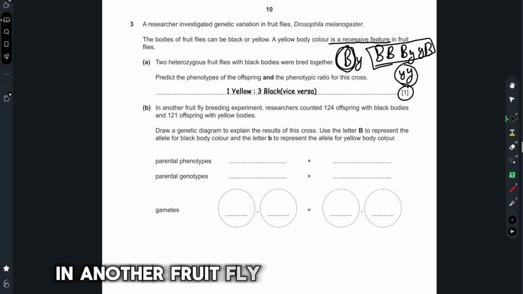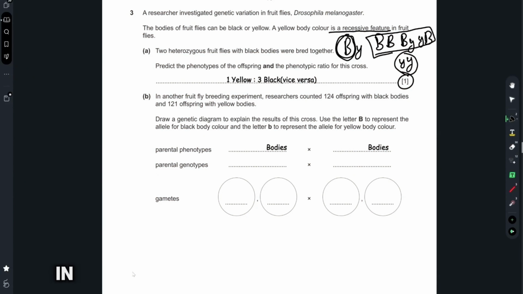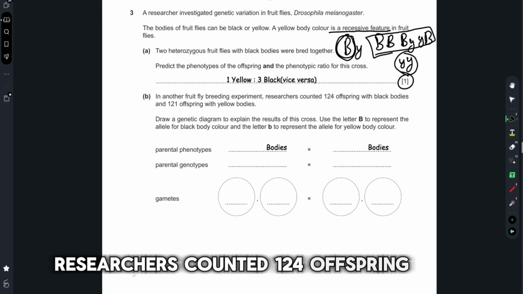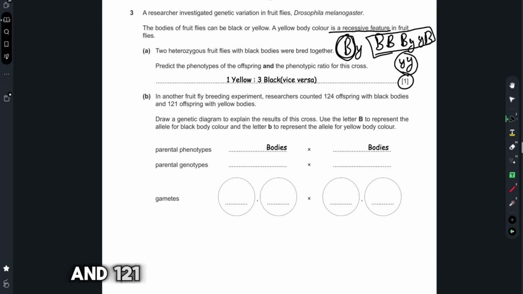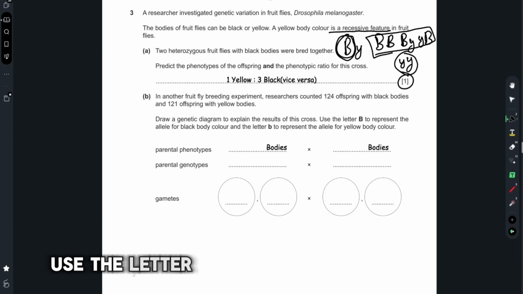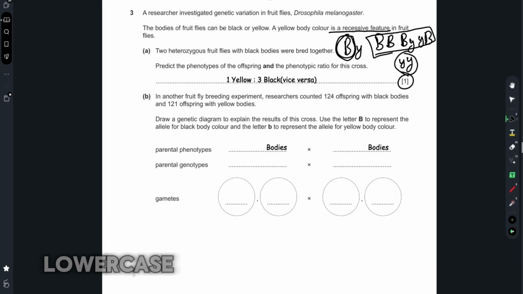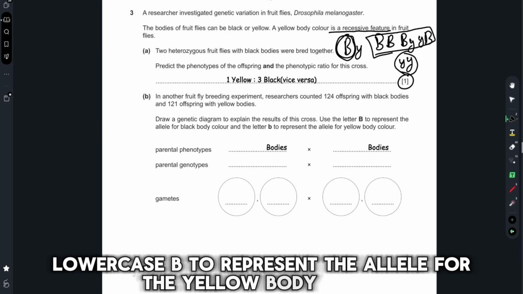Part B. In another fruit fly breeding experiment, researchers counted 124 offspring with black bodies and 121 offspring with yellow bodies. Draw a genetic diagram to explain the results of this cross. Use the letter capital B to represent the allele for black body color, and the letter lowercase b to represent the allele for the yellow body color.